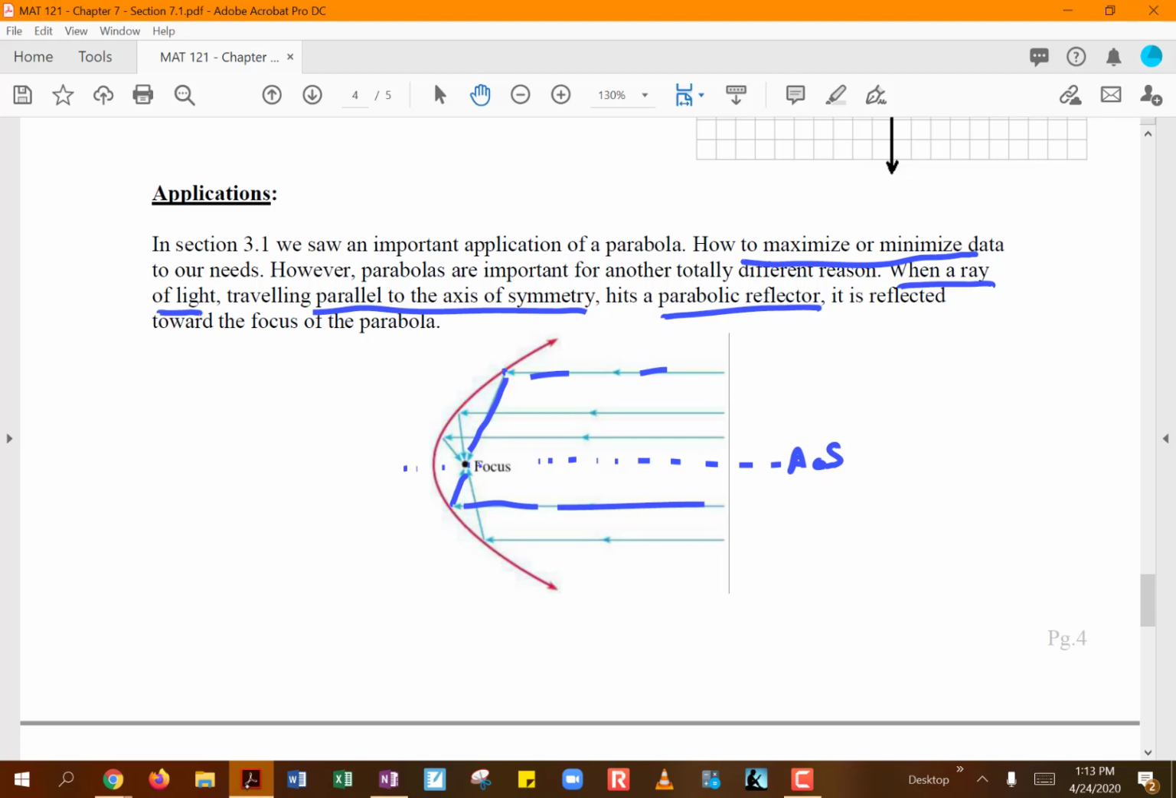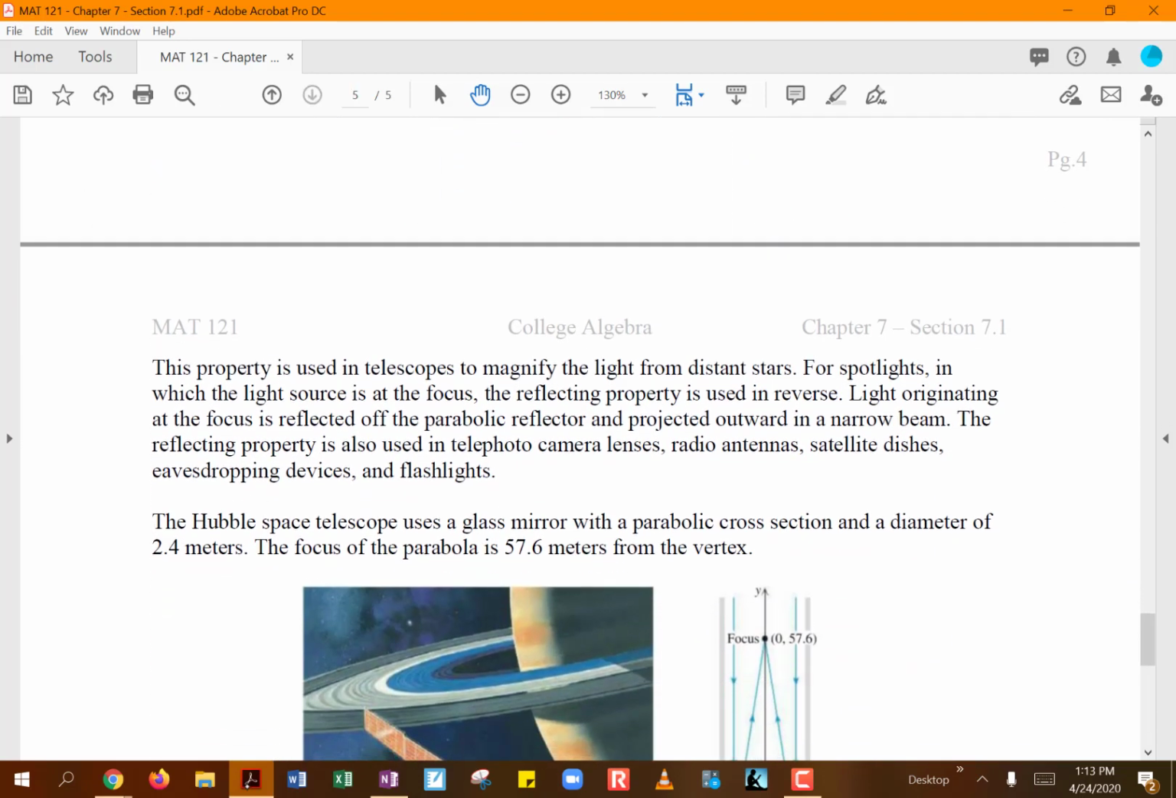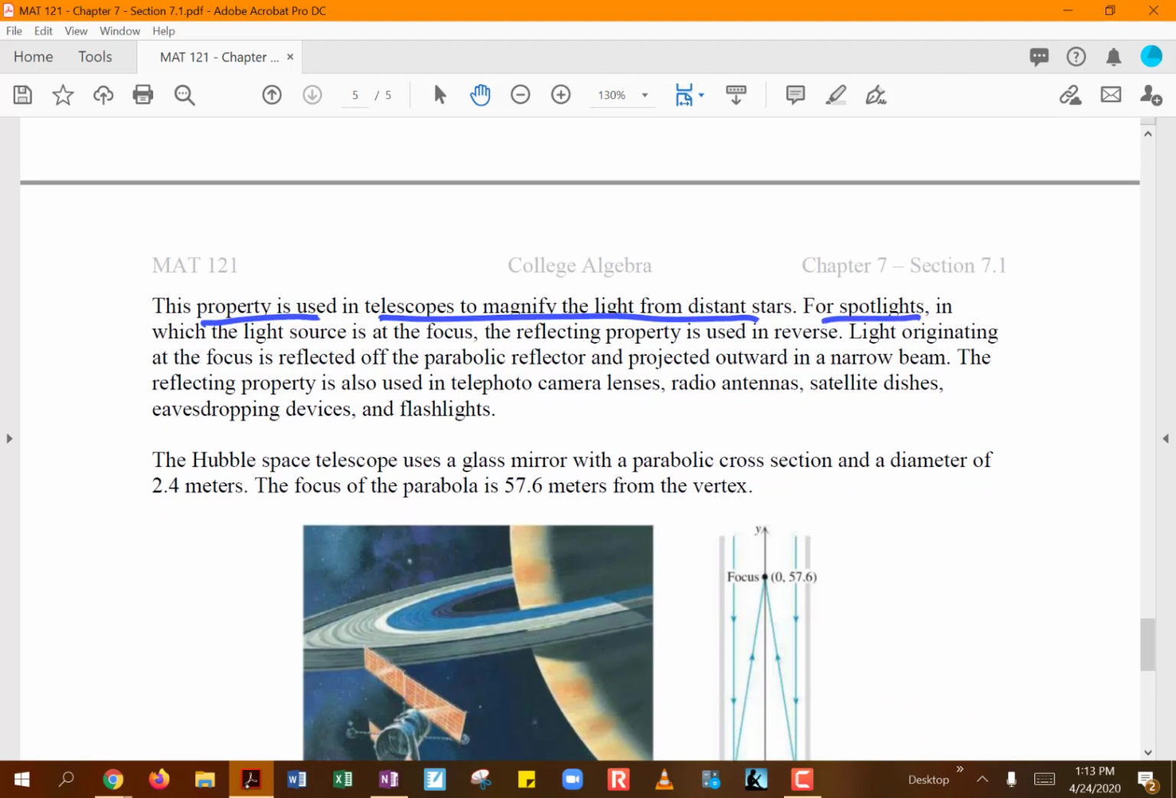They're coming down, they're hitting that parabolic reflector, and they're getting reflected towards the focus. And this is actually going to be an important feature when we talk about telescopes. So we use this property in telescopes to magnify the light coming from distant stars. You can also think about this in spotlights. What happens is your light source is actually at the focus.